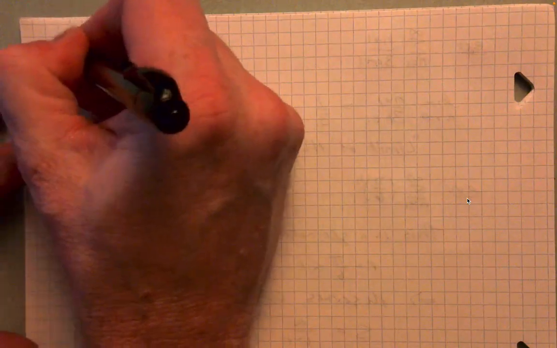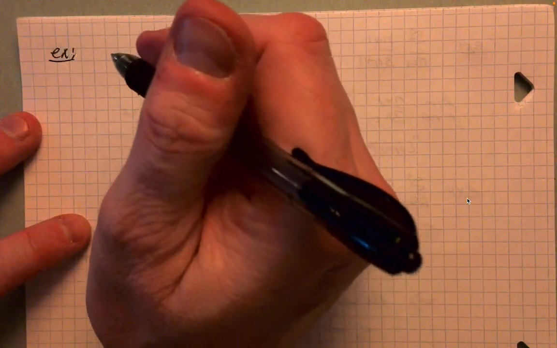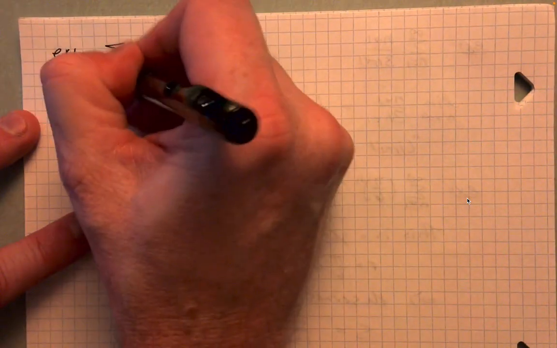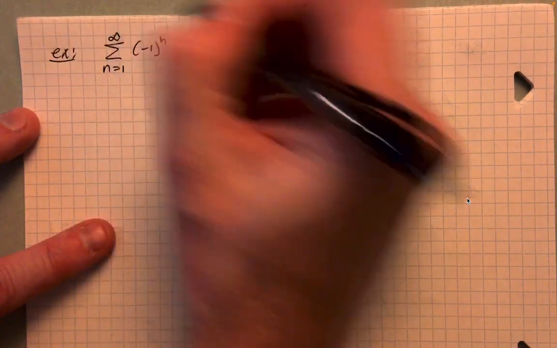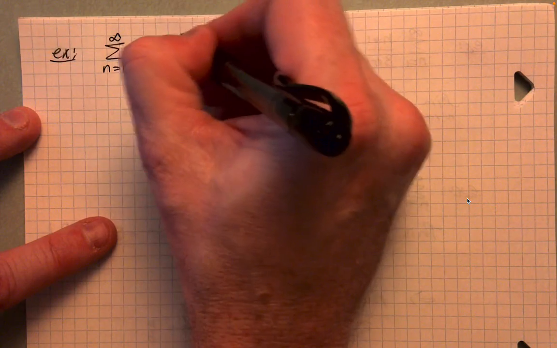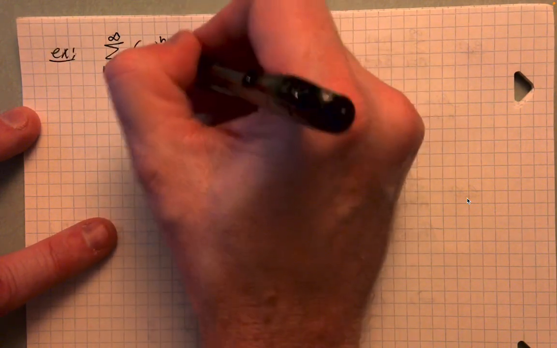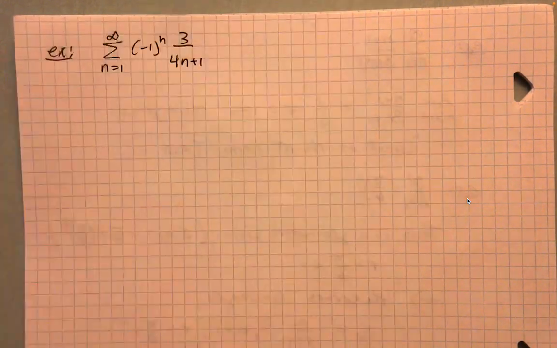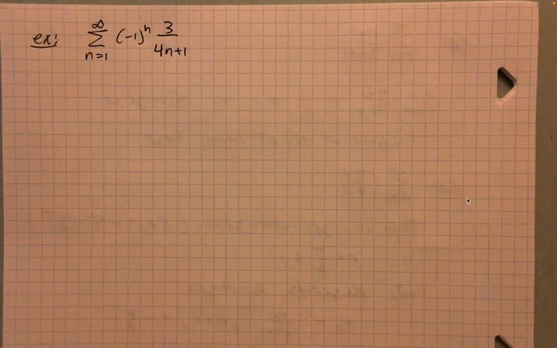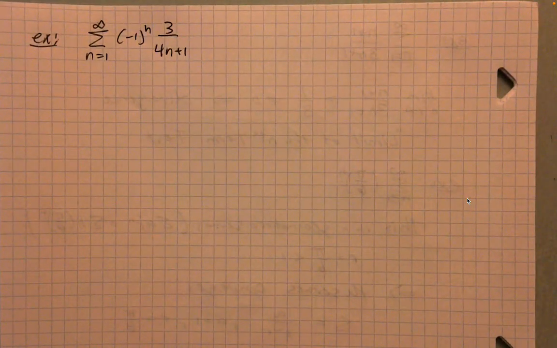And two more examples. Almost there. So the next one, the sum n equals 1 to infinity of negative 1 to the nth power times 3 over 4n plus 1. So obviously an alternating series. And can we figure out if this thing converges or not?